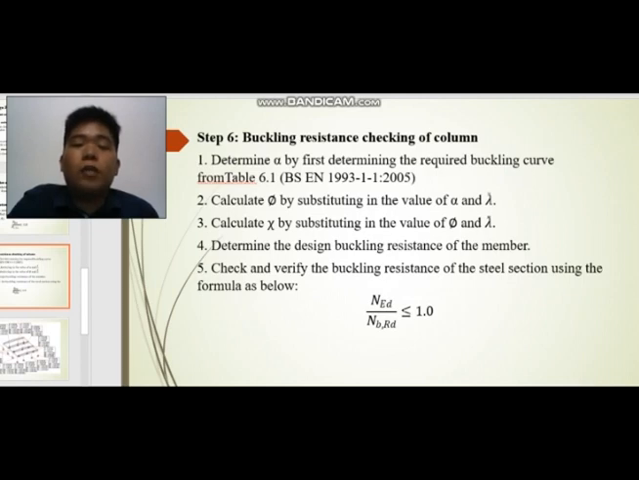Fourth, we will determine the design buckling resistance of the member of the column, and we also check and verify the buckling resistance of the steel using the formula below, which is NEd over Mb,Rd less than or equal to 1.0.